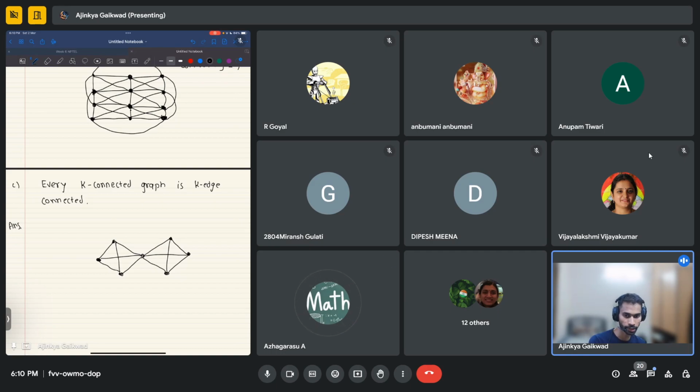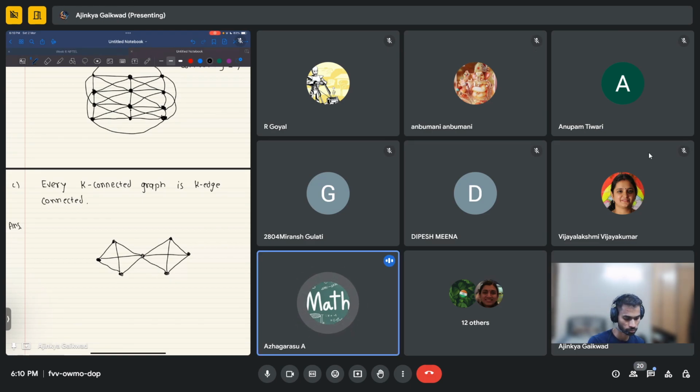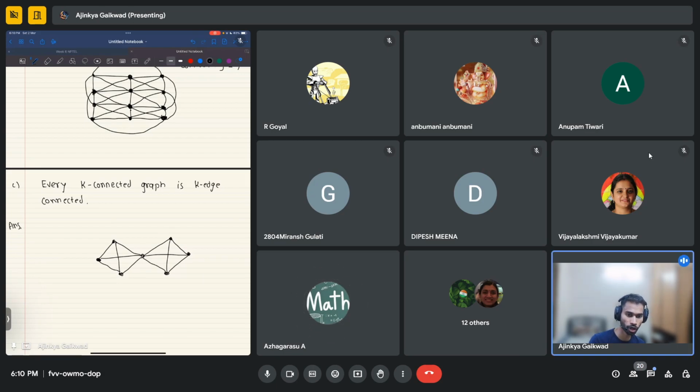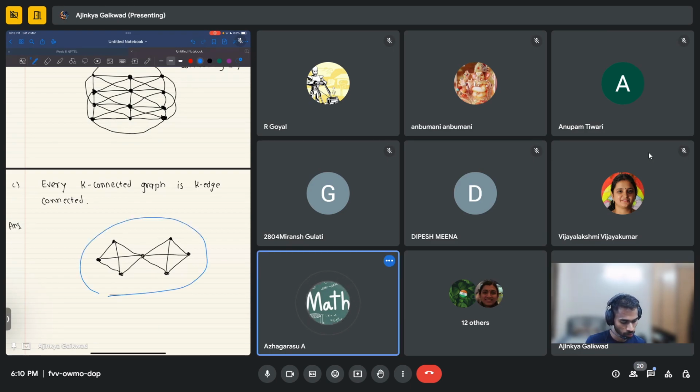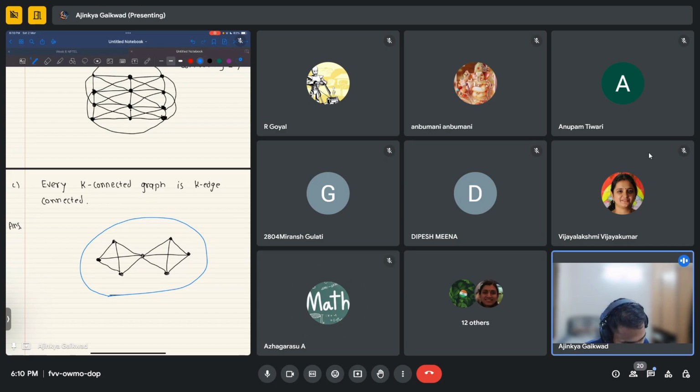Clearly, this is a one connected graph, but then it is also one edge connected, right? One edge connected is basically you are not removing any edge and the graph remains connected, which is true, because this is a connected graph. There is only one connected component. Yes, sir. So this is not a counter example. So in fact, this statement is true.